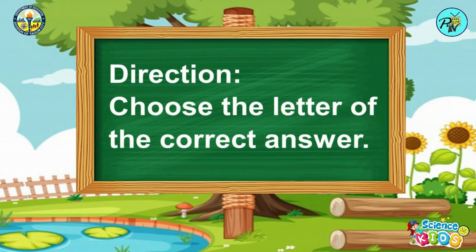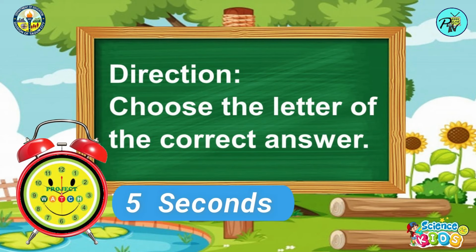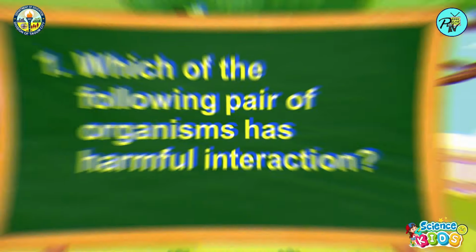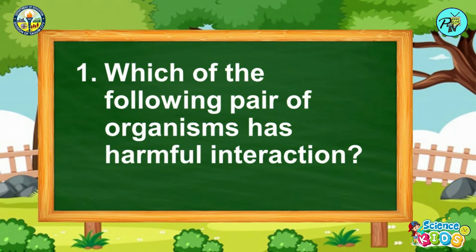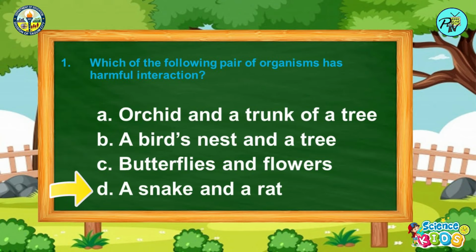Direction. Choose the letter of the correct answer. You will be given only 5 seconds to answer each question. Let's begin. Number 1. Which of the following pair of organisms has harmful interactions? A. Orchid and a trunk of a tree. B. A bird's nest and a tree. C. Butterflies and flowers. D. A snake and a rat. Timer starts now.